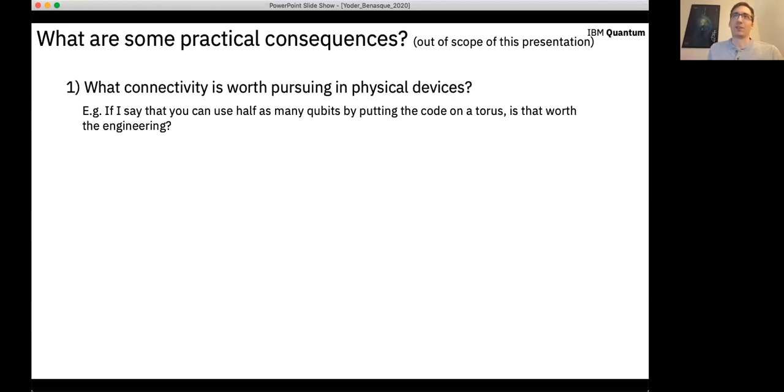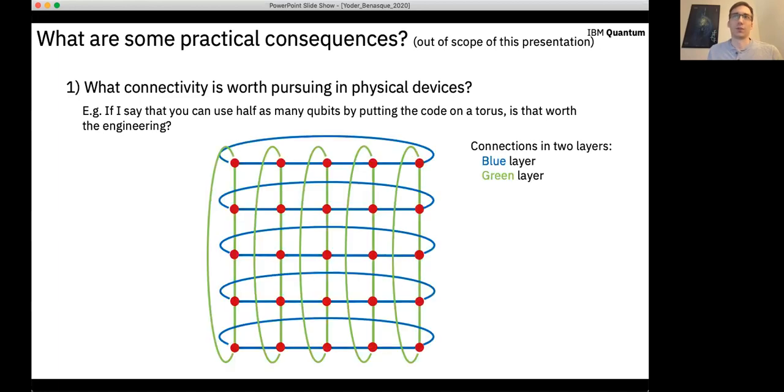One question that this unification can help us answer is what connectivity might be worth pursuing, and maybe that's a bigger question for some architectures than others. We just heard that photonics can adapt pretty easily. But if I tell you that you can use fewer qubits by building a code on the torus, is it worth actually building the torus?